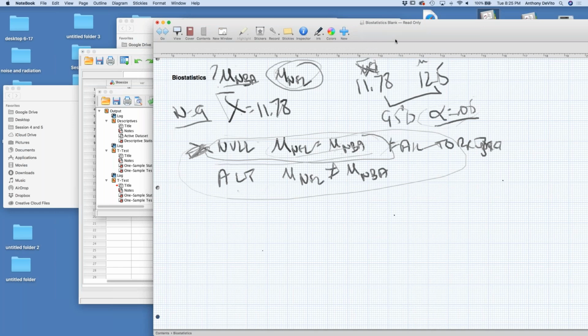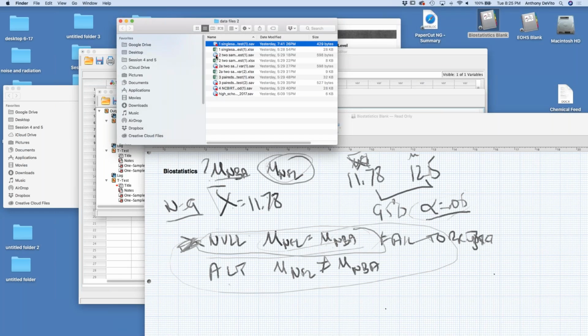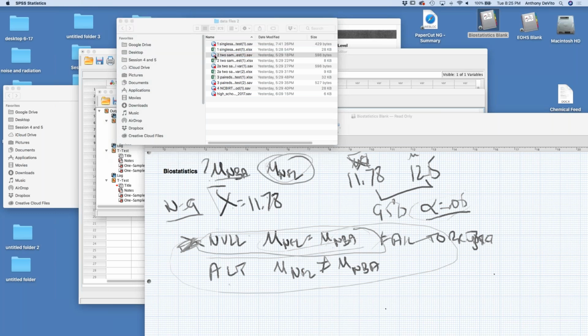Okay, so I'm going to do another example. I'm going to go back to this group here, and I'm going to open up this 2-sample t-test. I'm going to repeat this quickly with another data set when I get done with this.